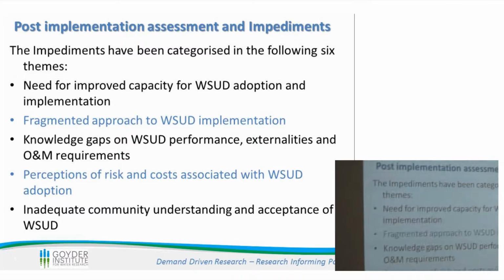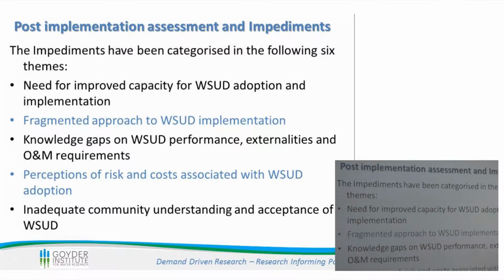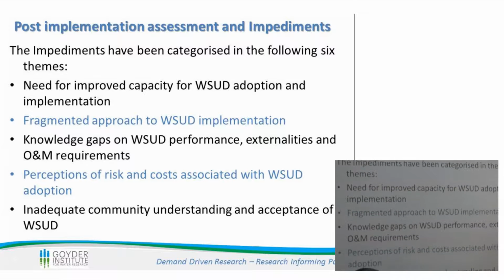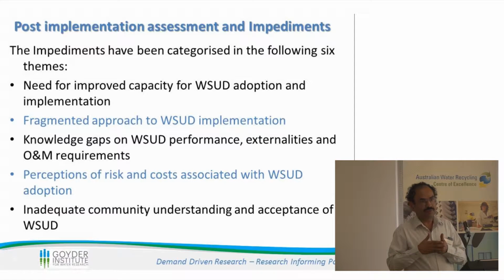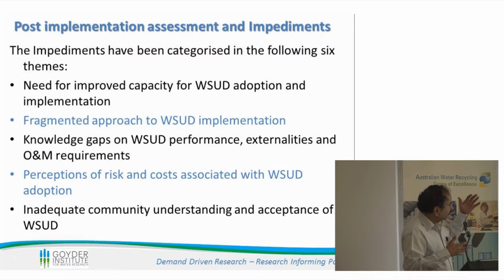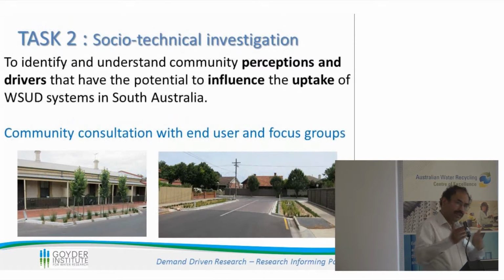We are in the process of finalizing a report on task one, which will be around 250 pages. We have categorized all the impediments and constraints into 6 themes. I won't be going through all the 6 themes, but that report is almost ready to be circulated among the project reference group members within a week or 10 days' time. It will cover themes like adoption and implementation issues, the fragmented approach, knowledge gaps, and the perception of risks and cost, and what the community is thinking. From task 2, we have brought that into task 1 to make it a complete picture.